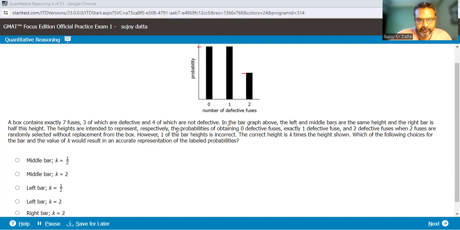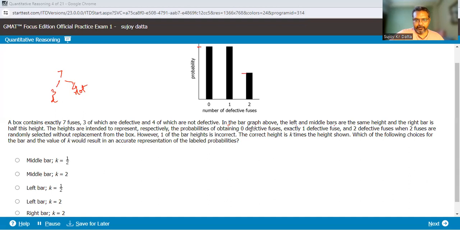The heights represent respectively the probabilities of obtaining 0 defective fuses, 1 defective fuse, and 2 defective fuses, when 2 fuses are selected randomly without replacement from the box. Okay. One of the bars' heights is incorrect. The correct height is k times the height shown. Which of the following choices of the bar and the value of k would result in an accurate representation of the labeled probabilities? So we know that there are 7 fuses, 3 of which are defective, 4 are not.